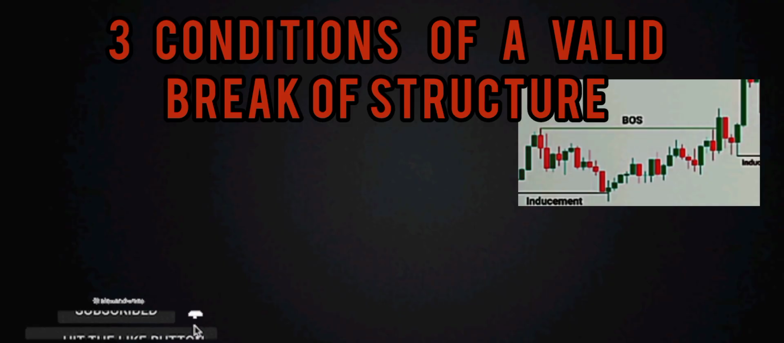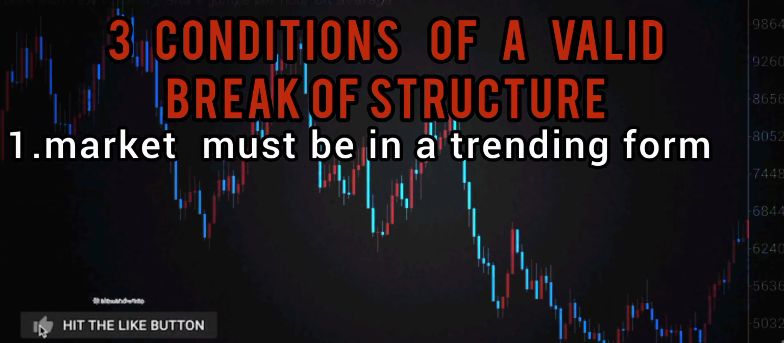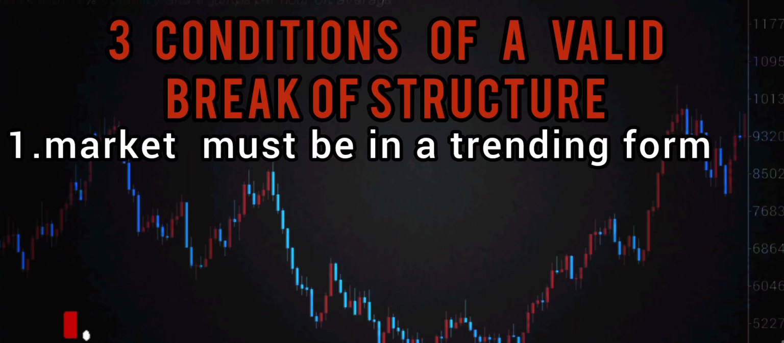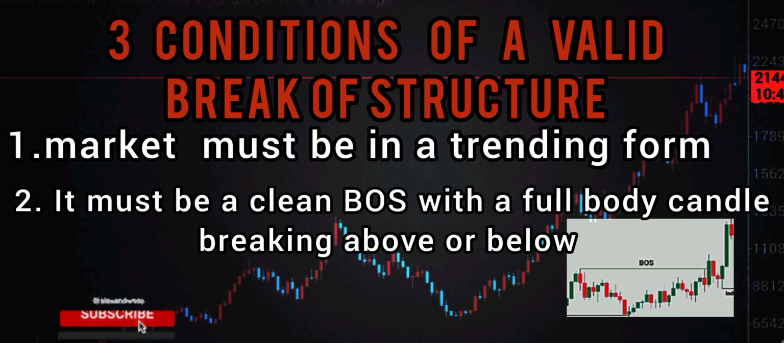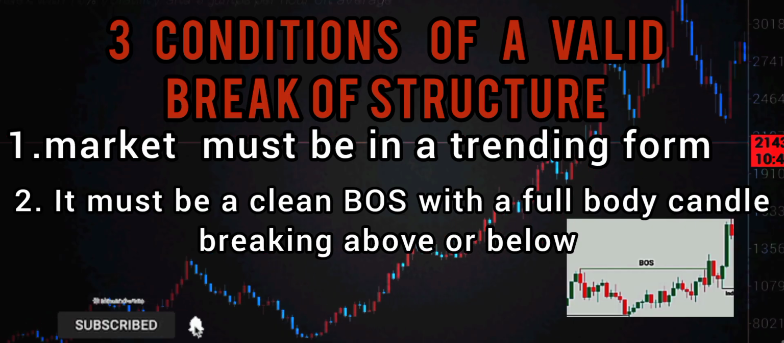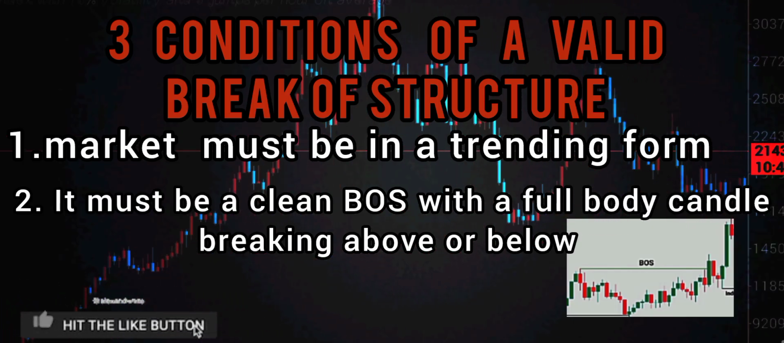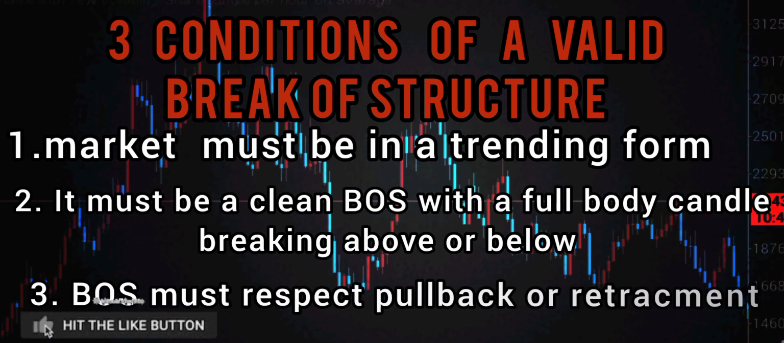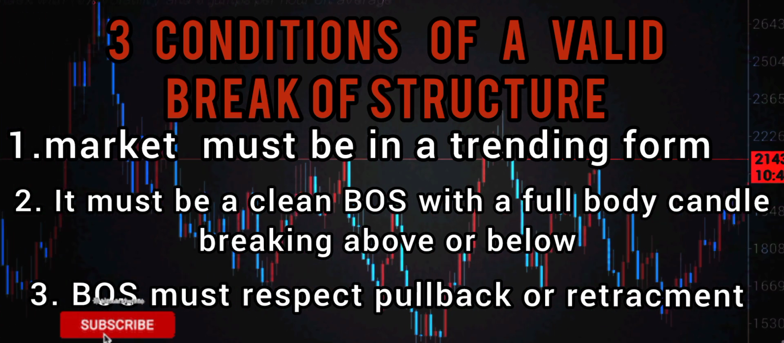Condition 1, market must already be trending. Market must be either uptrend or downtrend. Condition 2, the break of structure must be clean. Candles must close above the high for us to know that that's a valid break of structure. Condition 3, break of structure must respect the last pullback structure.